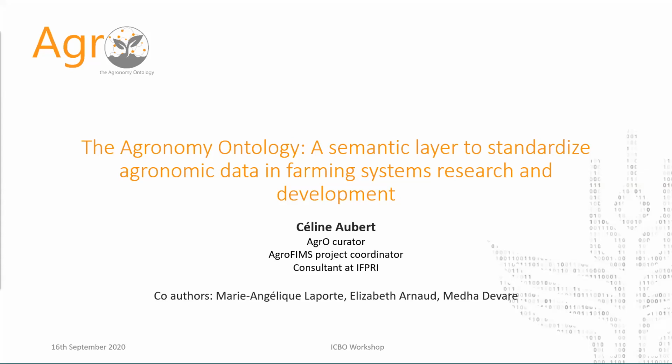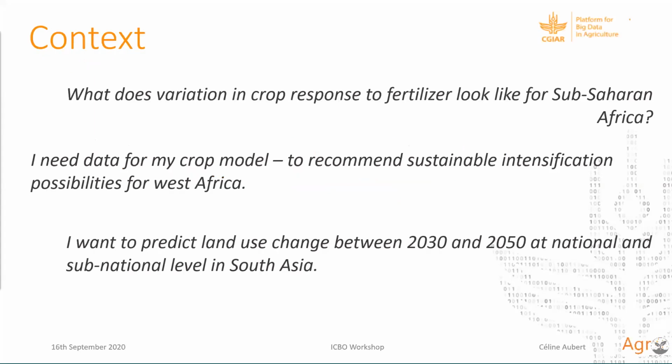Hi, everyone. So I will talk about the Agronomy Ontology. And first, let me give you some background of the context in which we developed this ontology. The Agronomy Ontology has been built within the Platform for Big Data in Agriculture. It's one of the multi-center projects of the CGIAR. And this all started with questions arising from researchers on how to improve agriculture in regions where they were working.